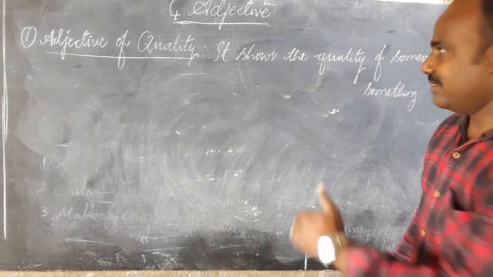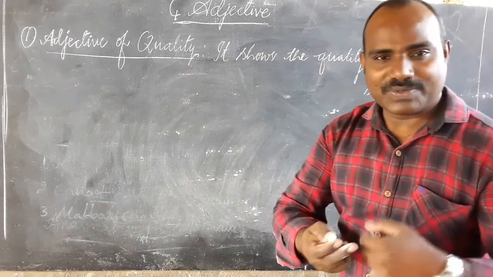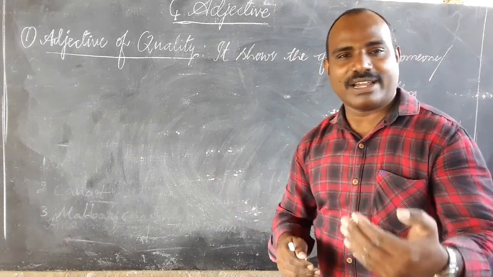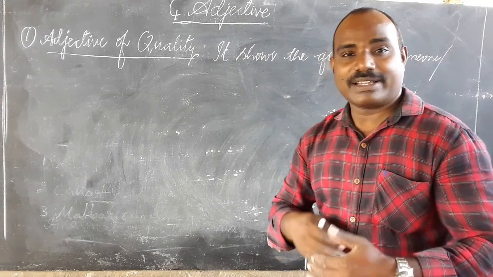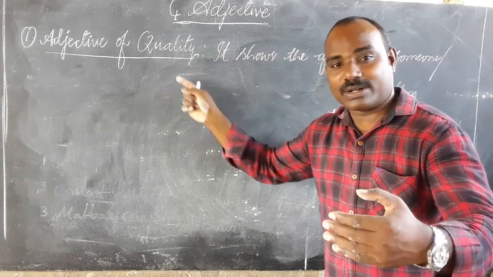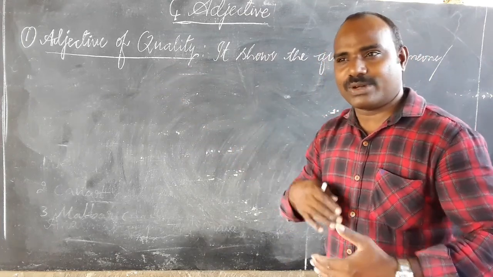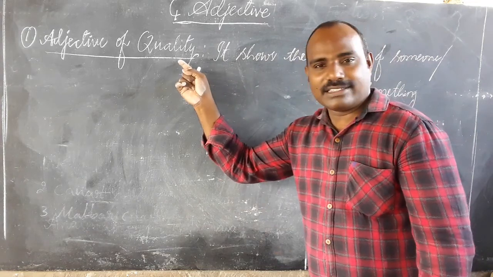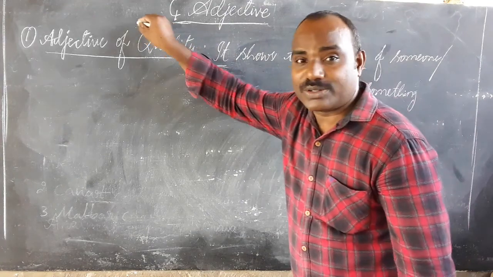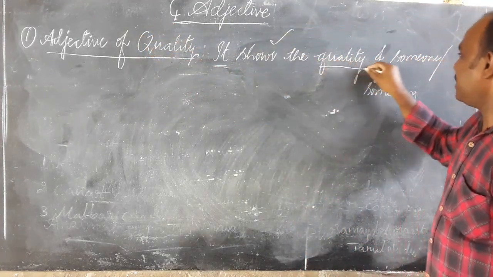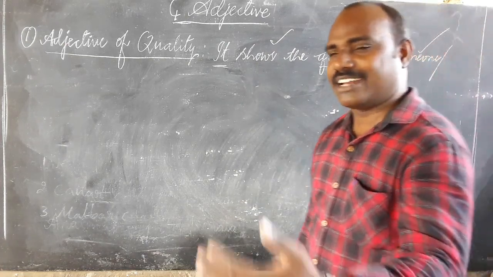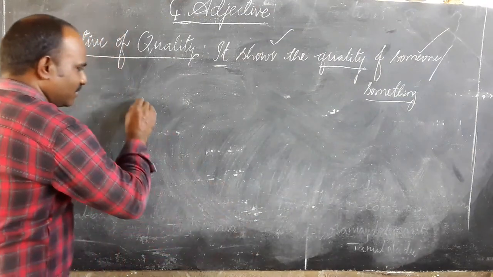Adjective of quality can be the answer for the question what kind of girl she is, what kind of boy he is, what kind of man he is, what kind of building it is, what kind of school it is. When we ask what kind of, we can have this one, adjective of quality. Adjective of quality shows the quality of someone, that means a person, or something, of course things or animals, etc. See example.